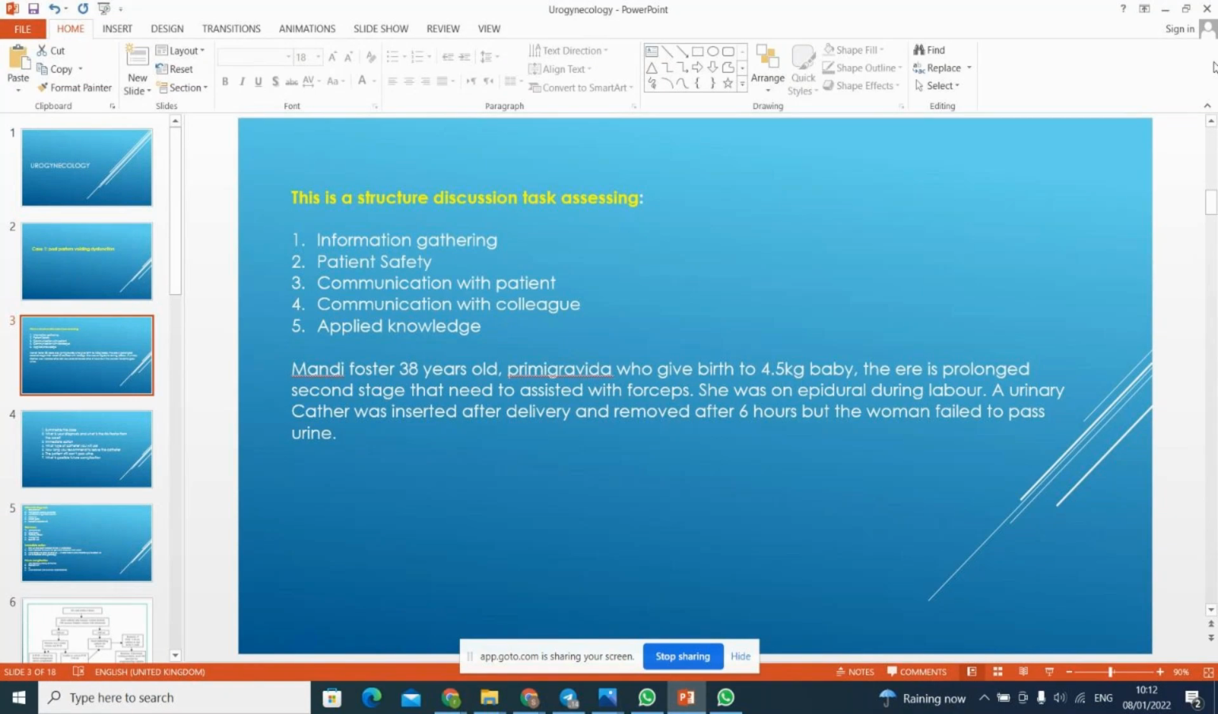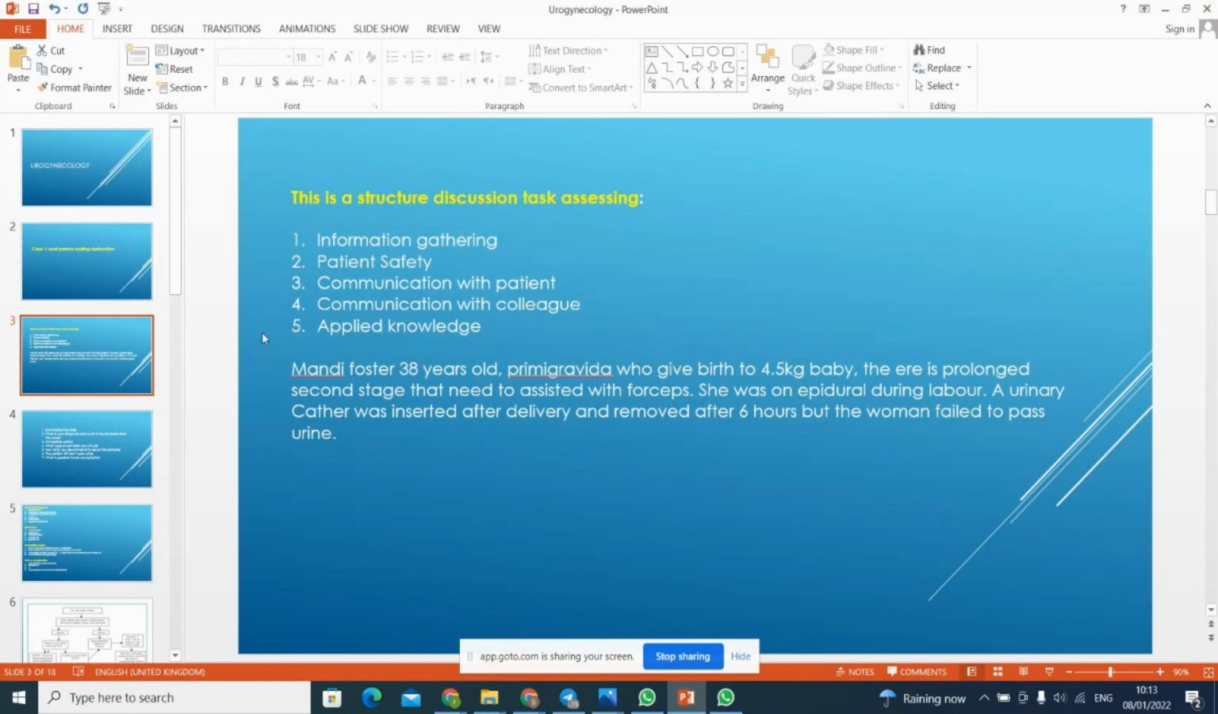From the case and from the history, can you tell me what are the risk factors that the woman has for postpartum voiding dysfunction? The first risk factor which I can see is that she is a primigravida. The second risk factor is a macrosomic baby. The third risk factor is she had a prolonged second stage of labor. The fourth risk factor is she had a forceps delivery. And the fifth risk factor is she was on epidural.